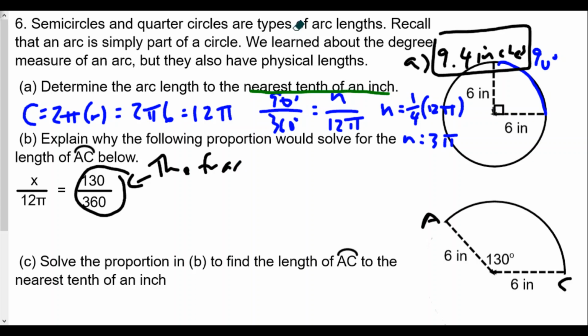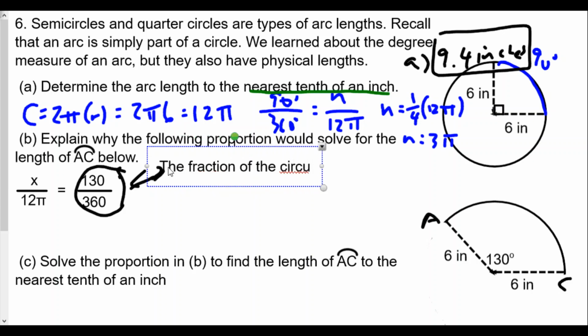I'm going to just type it out because my handwriting is pretty bad here. So I'm still going to circle this though. So this is going to be the fraction of the circumference.